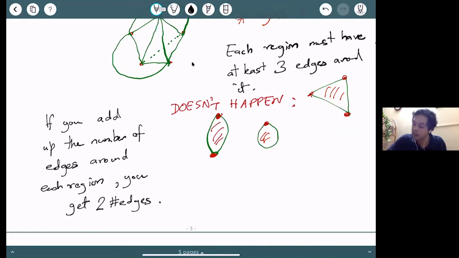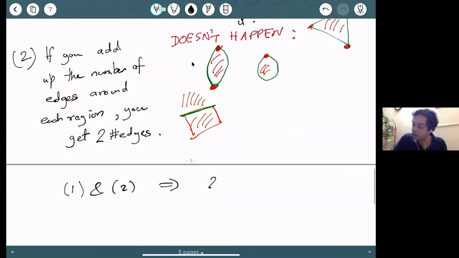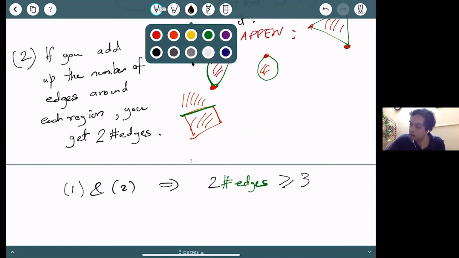Why? Because if you take a region, one of the edges that's on the border of this region also belongs to a neighboring region. So when you add up all the numbers of edges, you're counting that edge twice. So you have these two observations: each region must have at least 3 edges, and if you add these up, you get twice the number of edges. So these two imply that twice the number of edges is greater than or equal to 3 times the number of regions.